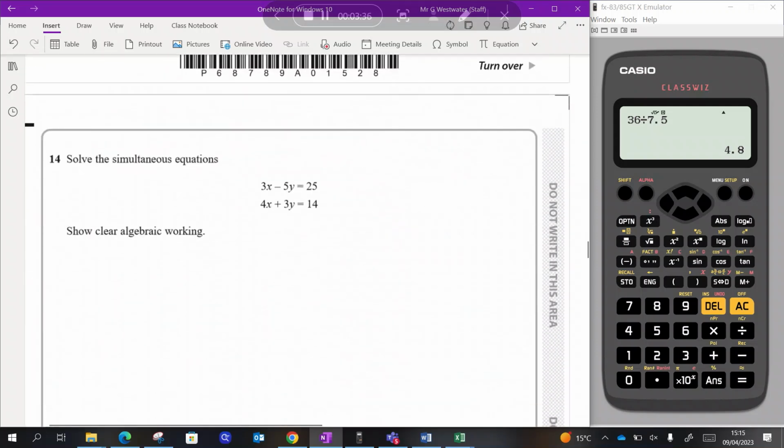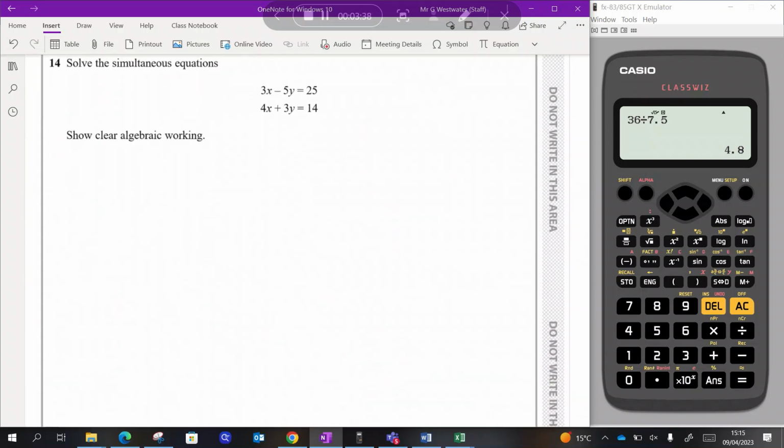On to question 14. Simultaneous equations. So with these simultaneous equations, there's 2 ways you could go about it. You could either make the x's the same amount, or you could make the y's the same amount. I think I'm going to make the y's the same amount, just because. Okay, so let's make them have 15 y's in total. So the top one I need to multiply by 3. So that's 9x minus 15y equals 75.